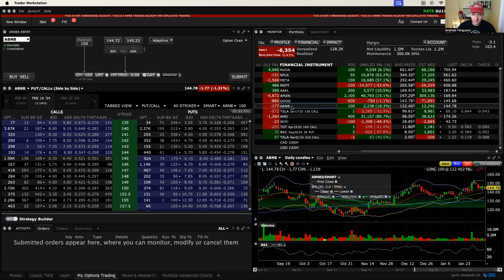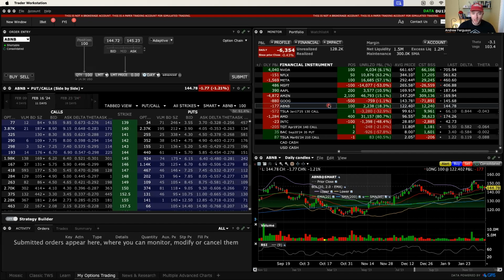Now, we would go in here and click on our position, or whichever one it may be, where you want to sell the protective put. You have to have 100 shares in your account, which we do here. We have some unrealized profit, which is good. We bought the shares at 122.40. The current price is 144.78. There's roughly $2,200 of unrealized profit. That's great. We want to protect some of this.